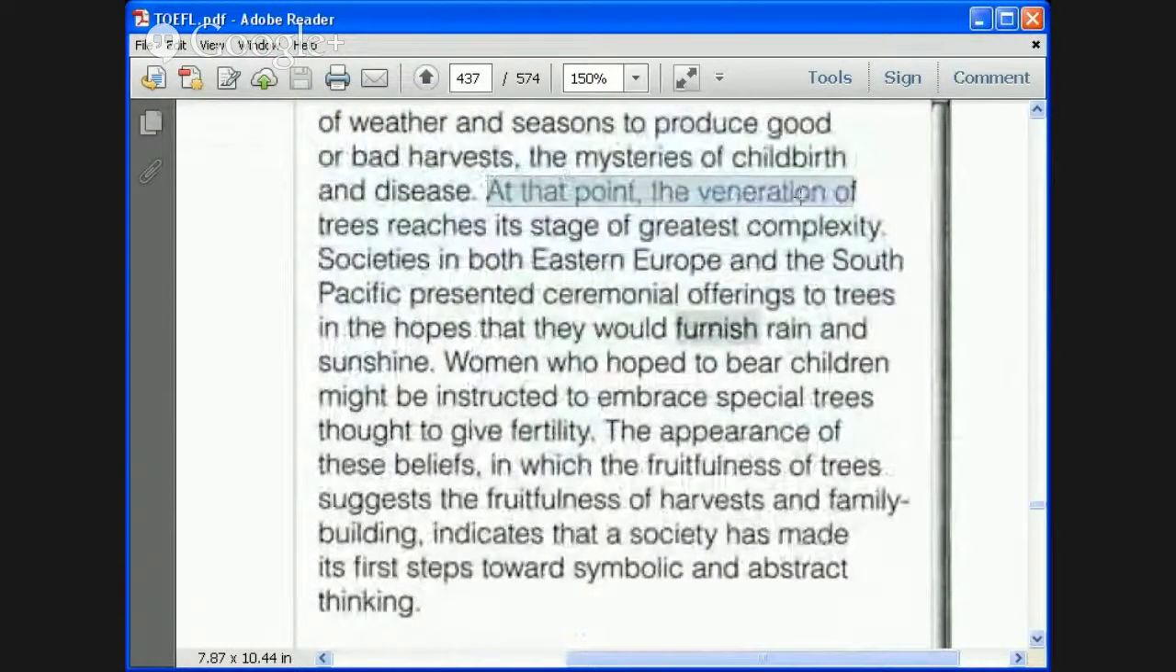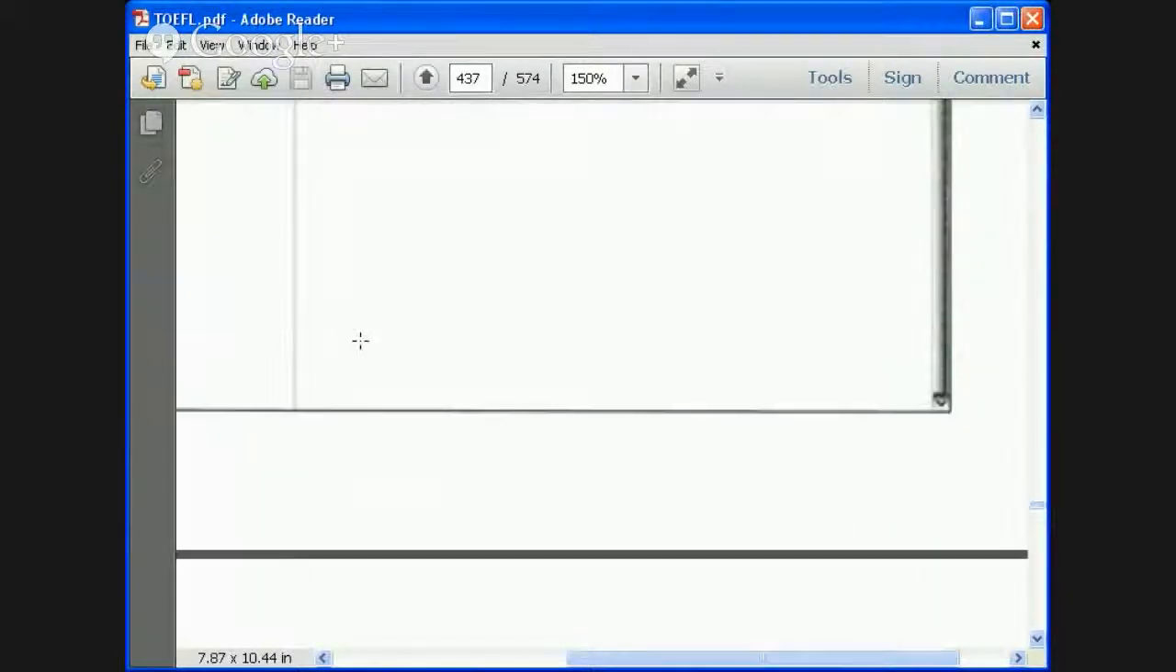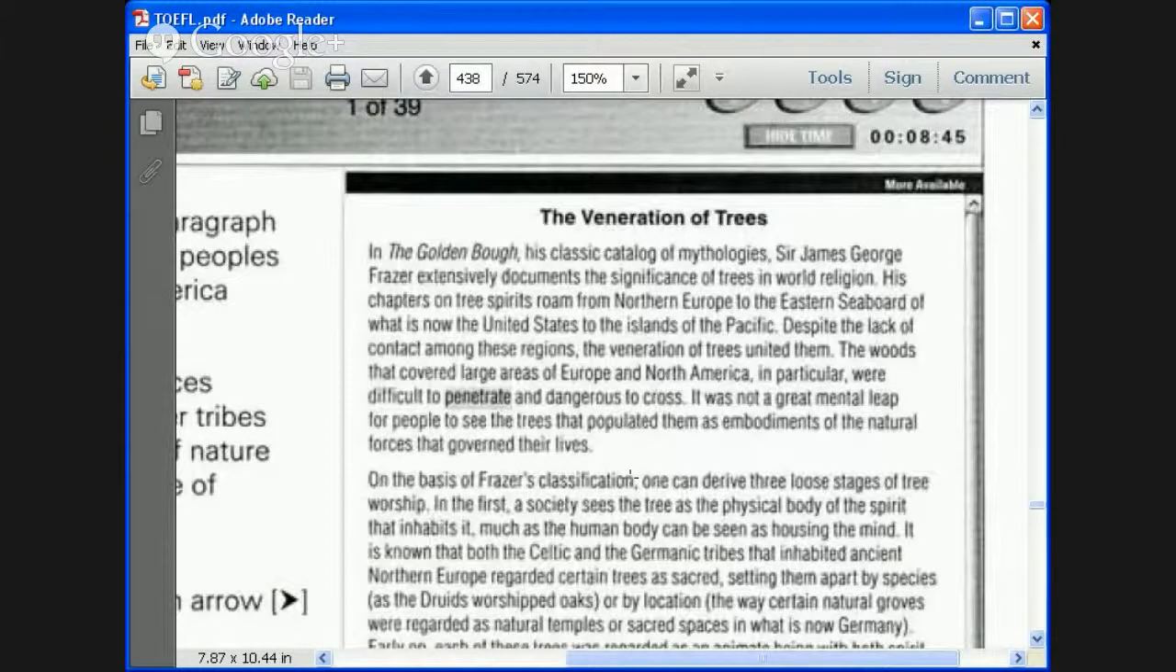At that point, the veneration of trees reaches its stage of greatest complexity. Societies in both Eastern Europe and the South Pacific presented ceremonial offerings to trees in hopes that they would furnish rain and sunshine. Well, there you go. That's the third stage. Women who hope to bear children might be instructed to embrace special trees thought to give fertility. The appearance of these beliefs, in which the fruitfulness of trees suggests the fruitfulness of harvest and family building, indicates that a society has made its first step toward symbolic and abstract thinking. Very interesting. Okay, wow, that's exciting stuff.